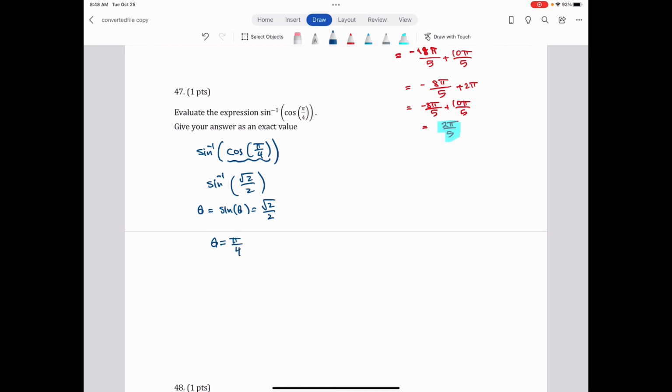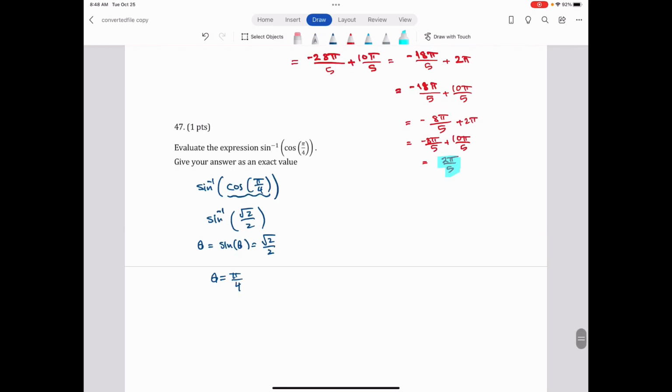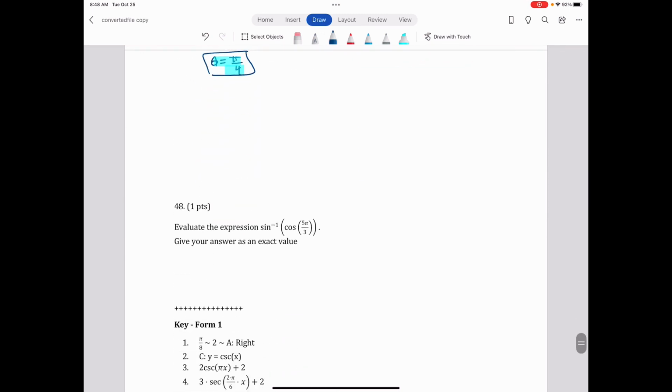Pi over 4 is the first angle that is in the first quadrant, and that angle happens to be in the range of inverse sine, which is from negative pi over 2, pi over 2. So we stop right there, and that is our answer.